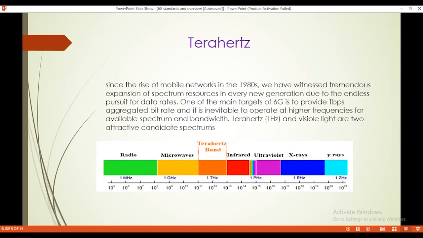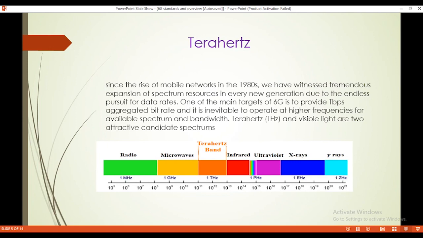Let's talk here about terahertz communication. Terahertz is one of the enabling technologies of 6G. Since the rise of mobile networks in the 1980s, we have witnessed a tremendous expansion of spectrum resources in every new generation due to the endless pursuit of higher data rates. One of the main targets of 6G is to provide terabits per second bit rates, and it's inevitable to operate at high frequency for available spectrum and bandwidth. Terahertz and visible light are two attractive candidate spectrums.